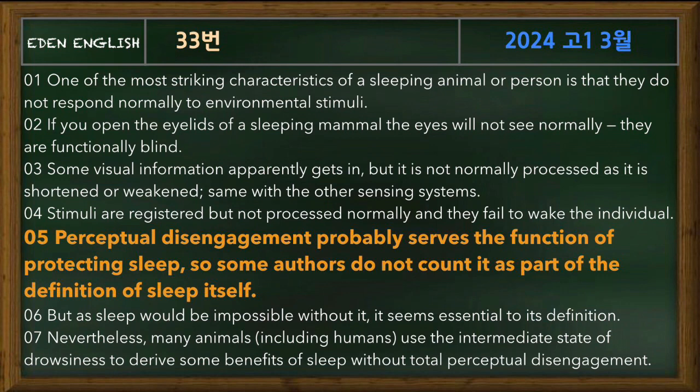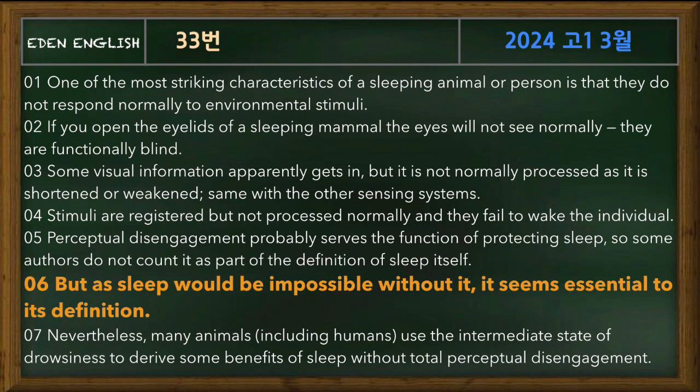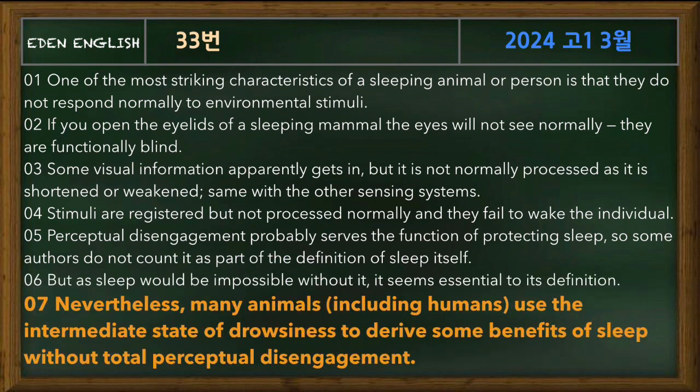Perceptual disengagement probably serves the function of protecting sleep, so some authors do not count it as part of the definition of sleep itself. But as sleep would be impossible without it, it seems essential to its definition. Nevertheless, many animals, including humans, use the intermediate state of drowsiness to derive some benefits of sleep without total perceptual disengagement.